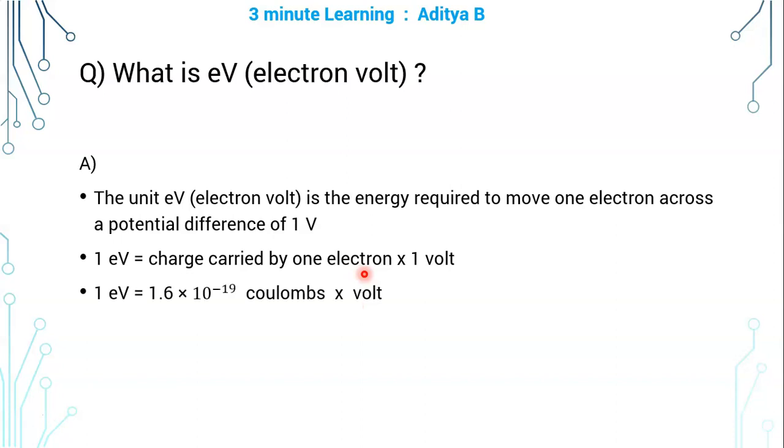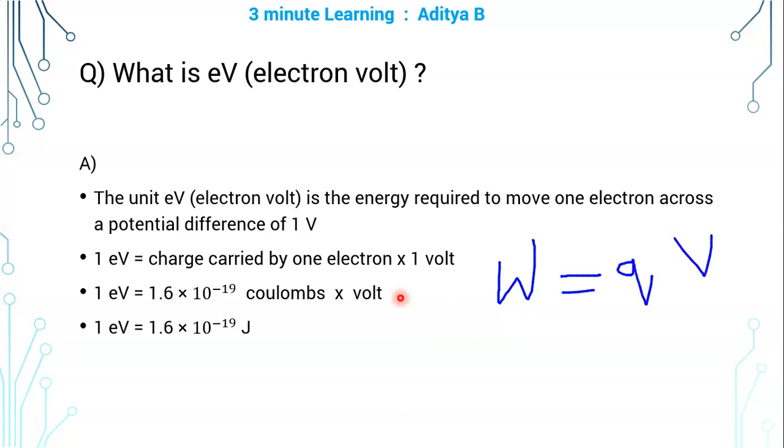1 electron volt is 1 electron charge into 1 volt, which is the charge carried by 1 electron into 1 volt. Charge carried by 1 electron is 1.6022 × 10^-19 coulombs into 1 volt. Coulomb into volt is nothing but joules. This resembles the formula W = VQ, that is, the work done is equal to charge into potential. So charge units are coulombs, potential units are volts, and coulombs into volts is nothing but the units of work done, which is joules.